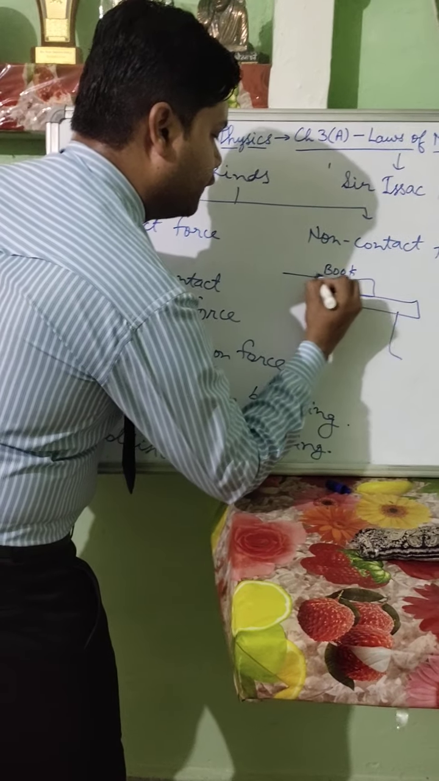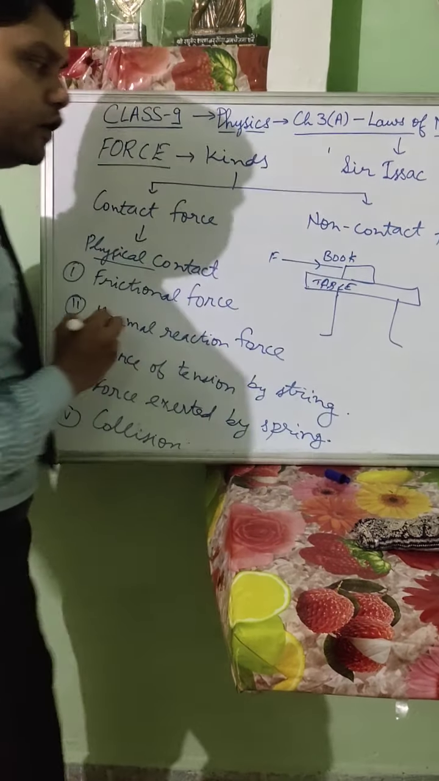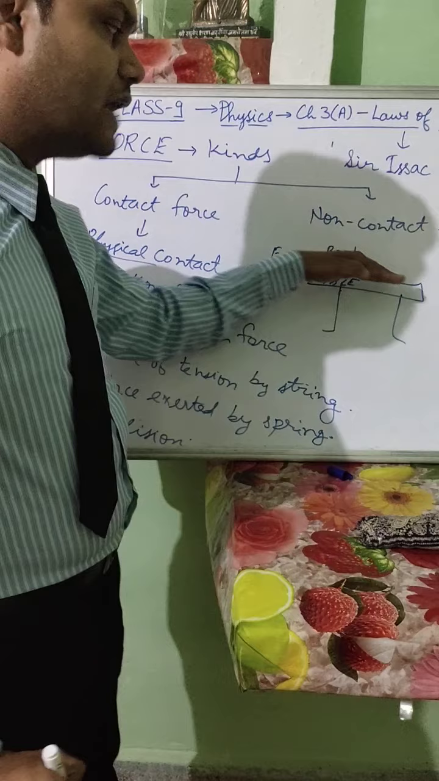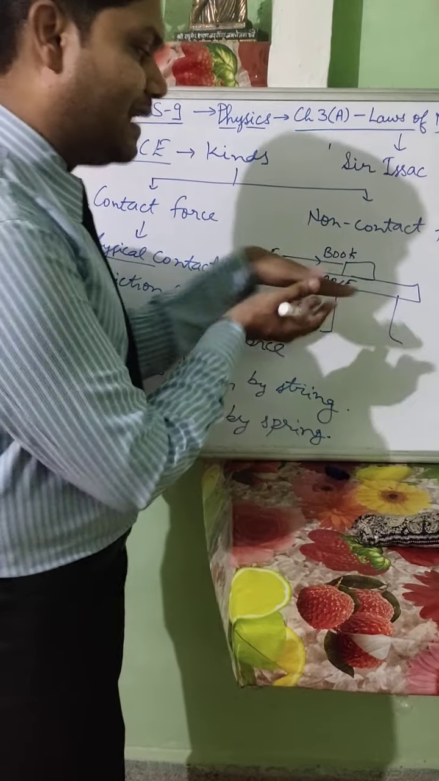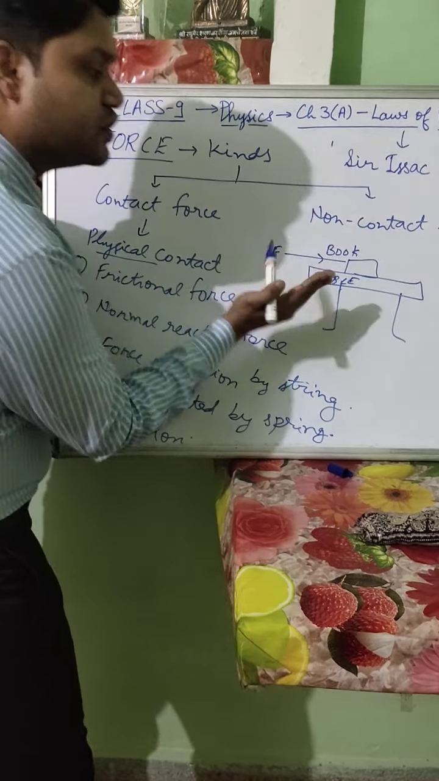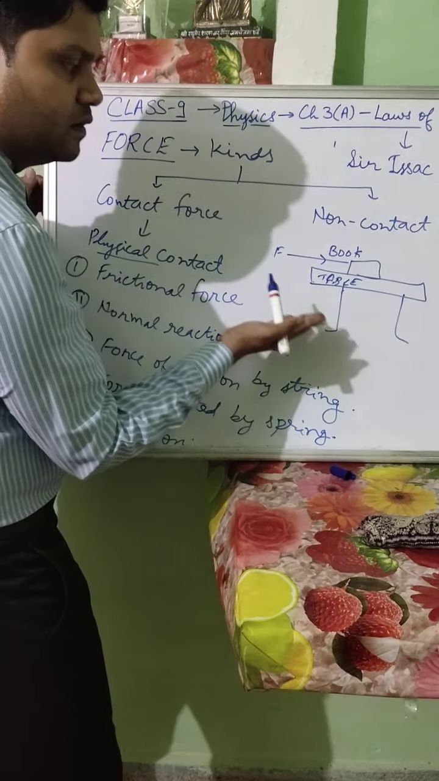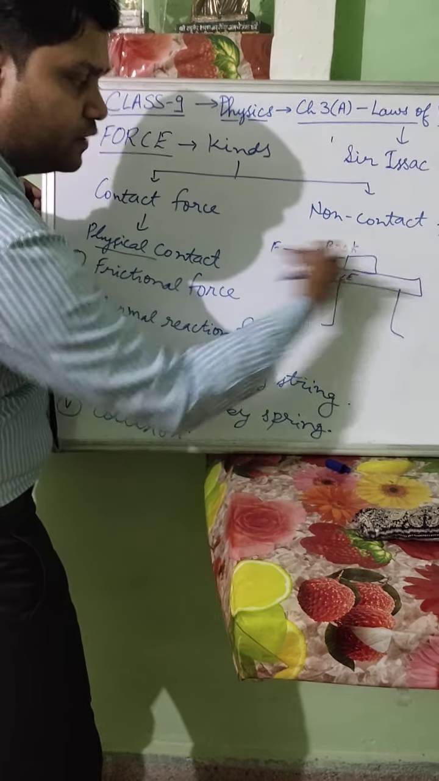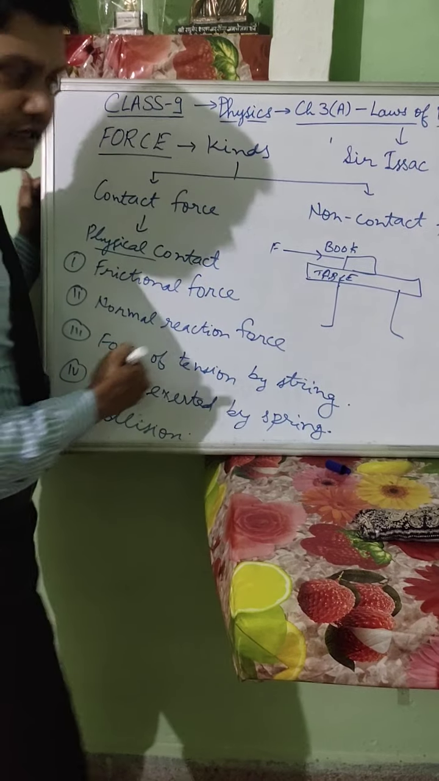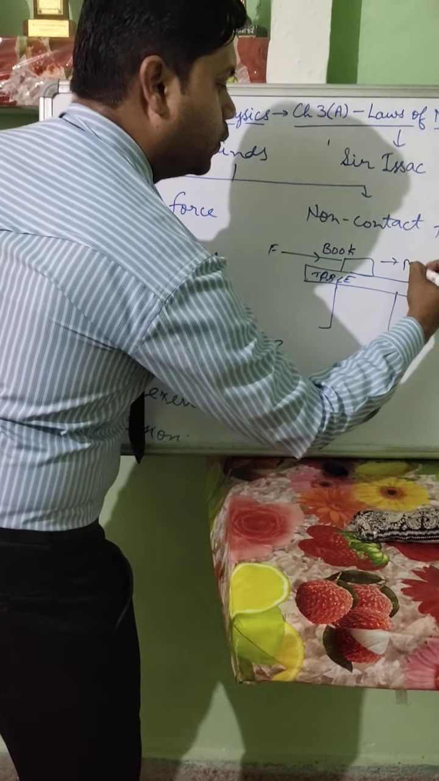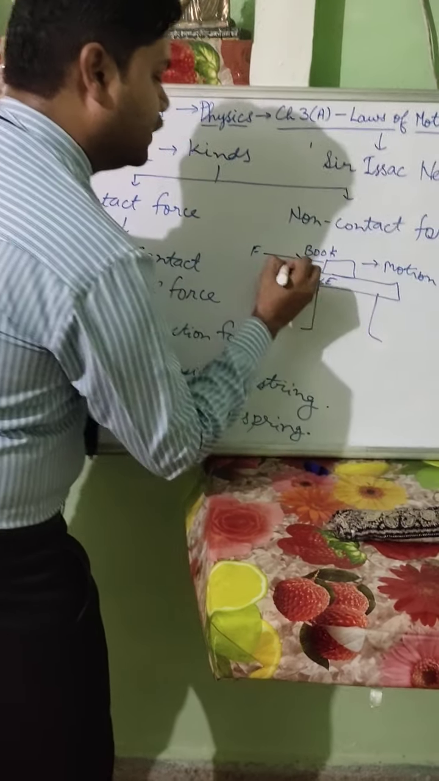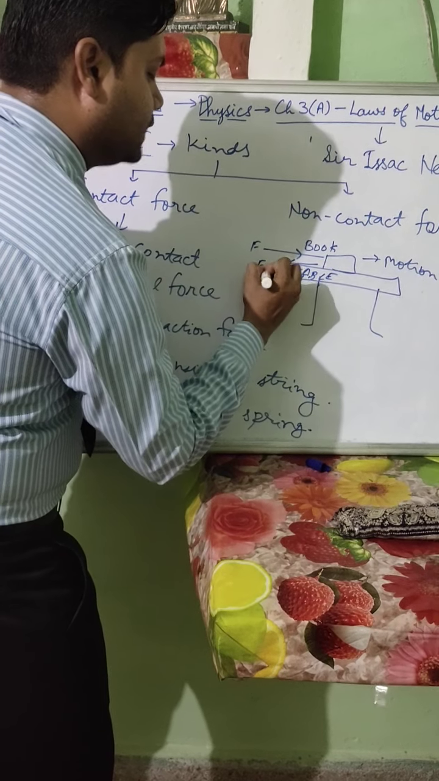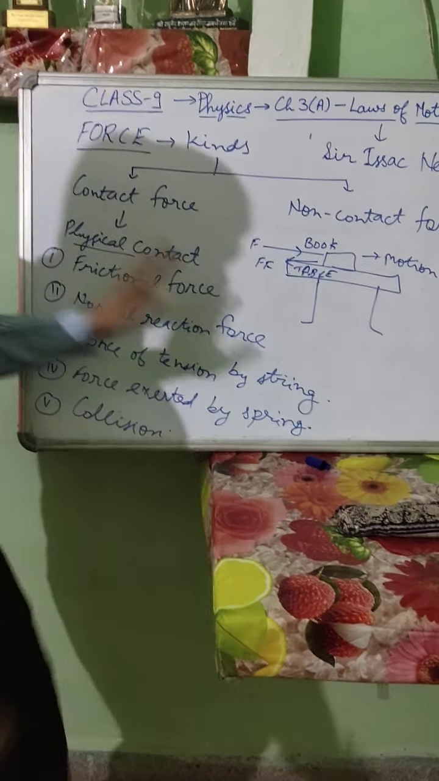If I am applying force from here, then what will happen? This book will start moving over here. It will start sliding over the table. So frictional force will be acting like this, and this book will start moving like this, and frictional force will be acting in opposite direction. Motion will be here and frictional force will be acting opposite to it.